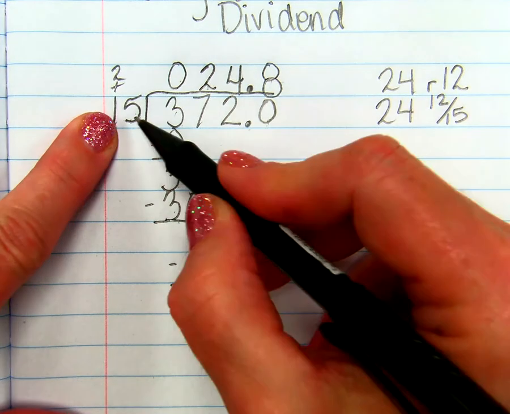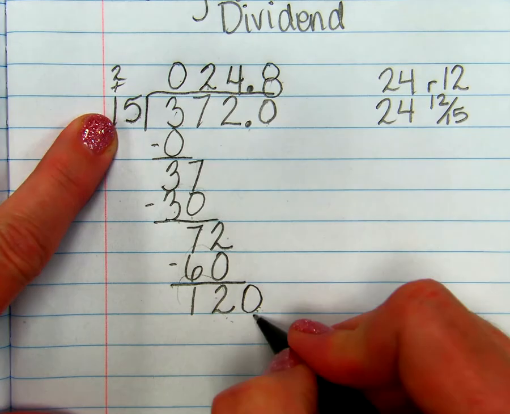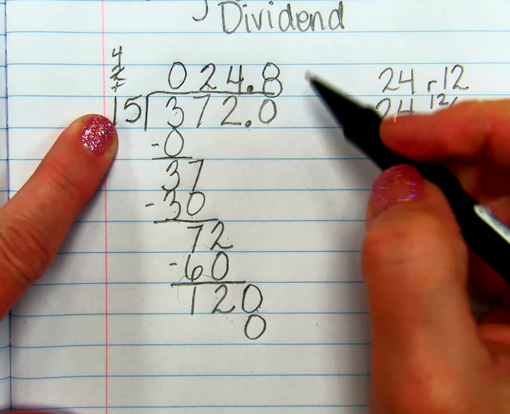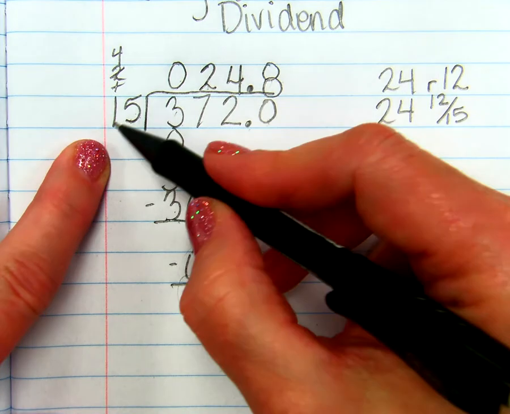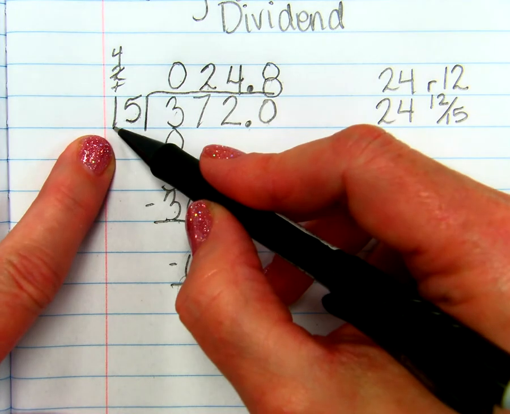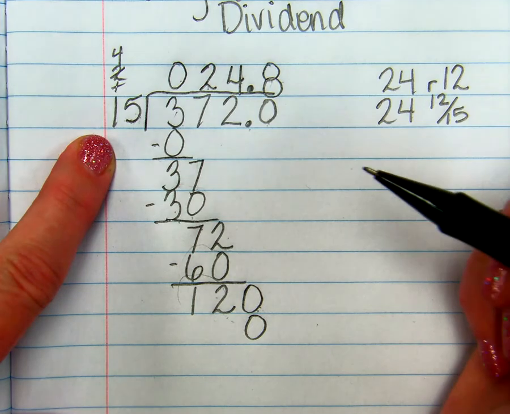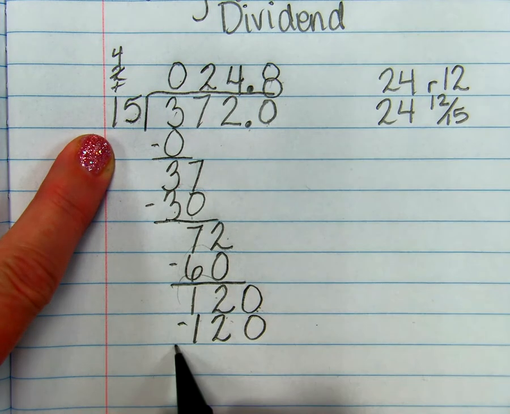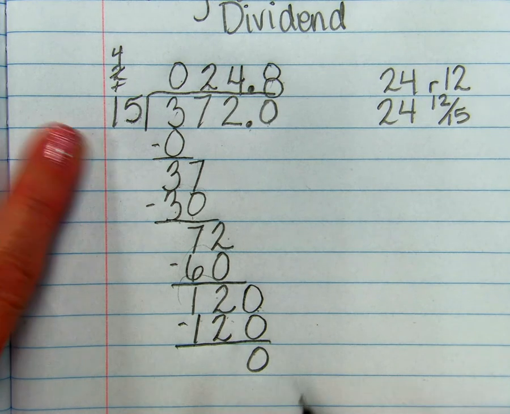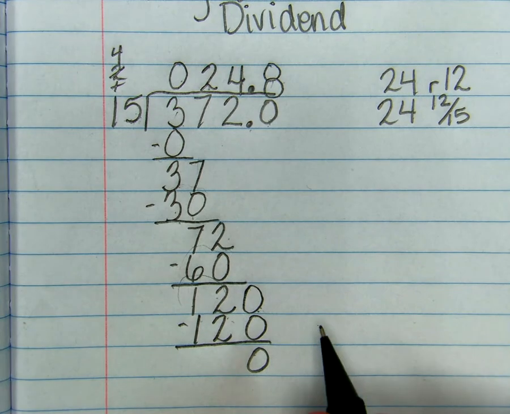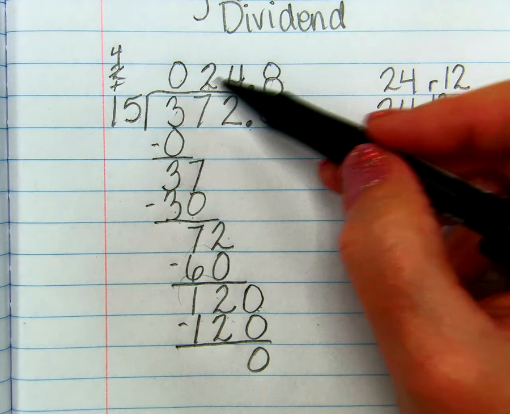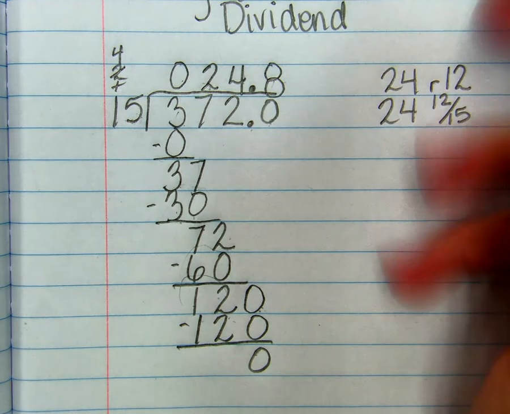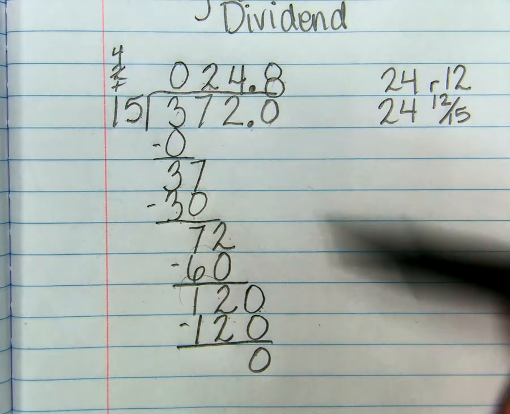Now, let's multiply. 8 times 5 is 40. Good. Let's cross that off and add my 4 up there. That's my add-in. 8 times 1 is 8. 8 plus 4 is, you got it, the 12. If I subtract that from 120, I have nothing of the dividend remaining, and I have 24 and 8 tenths as my quotient. So I have completely divided out the dividend.